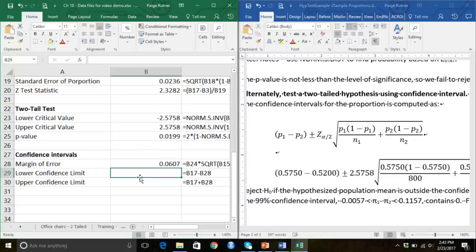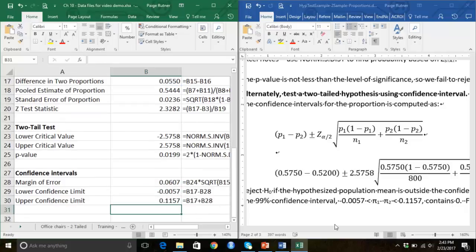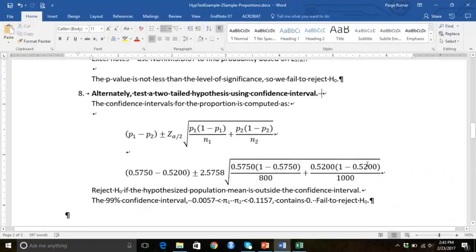All right, then to compute our confidence interval limits, we're going to take the difference between our two proportions and subtract that margin of error, which gives us a lower limit of minus 0.0057, and we'll take that difference and we will add our margin of error, which gives us 0.1157. And those match. I'm going to blow up the Word document here for a second. Those match what we had computed and reported here in the Word document.